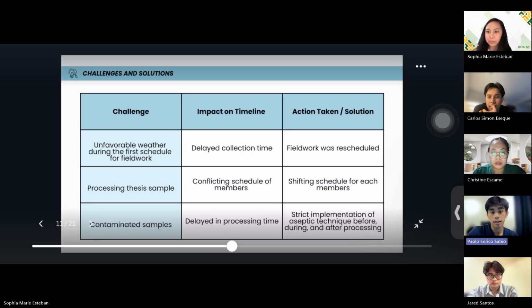Contamination issues were encountered during the culture process preparation. The group addressed this by enforcing strict aseptic techniques to maintain culture purity.